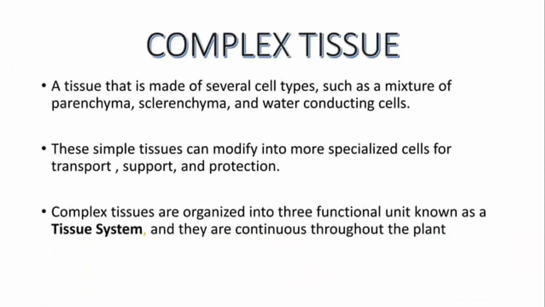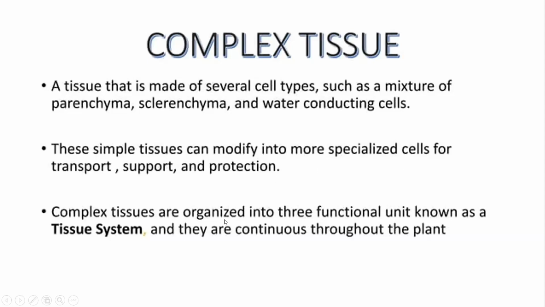Complex tissue means a tissue that is made up of several cell types, such as a mixture of parenchyma, collenchyma, or other water conducting cells. Examples of simple permanent tissues are parenchyma, collenchyma, and sclerenchyma, whereas examples of complex permanent tissues are xylem and phloem. These simple tissues can modify into more specialized cells for transport, support, and also protection.